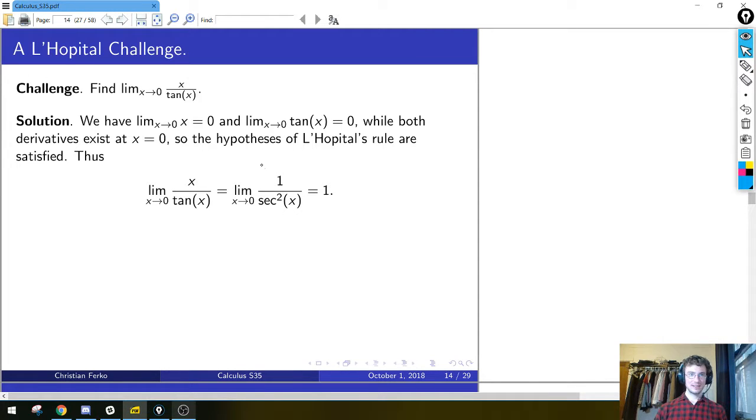Okay, good indeed. So by L'Hopital, this is the limit as x goes to 0 of 1 over secant squared, which is indeed 1. Good.